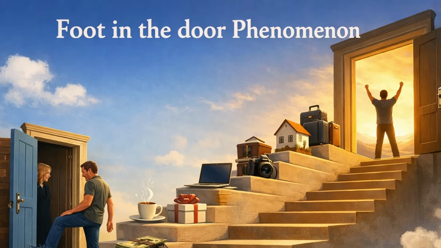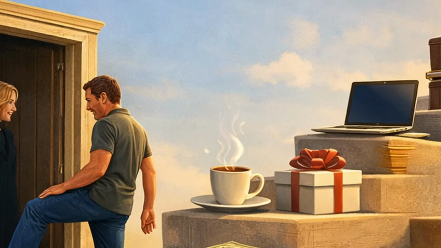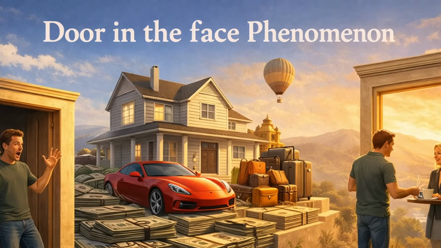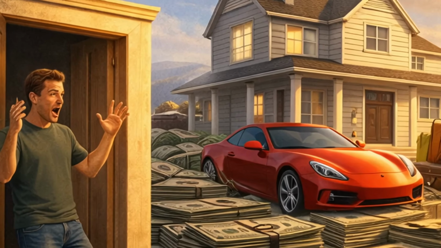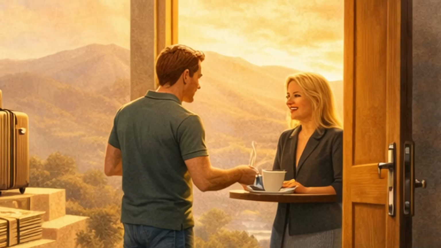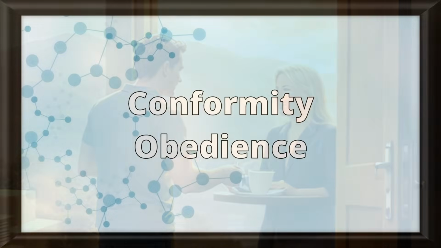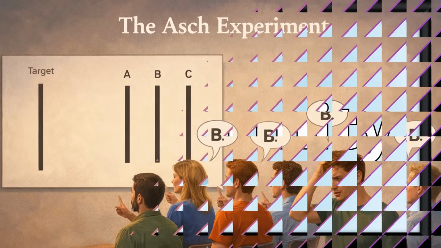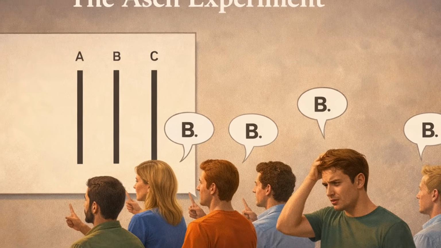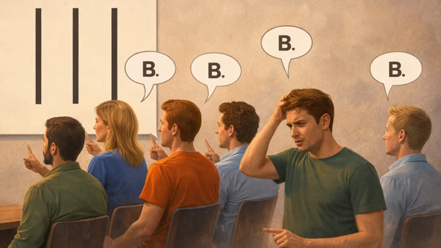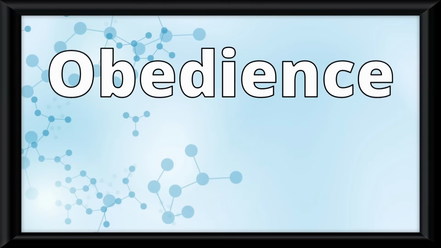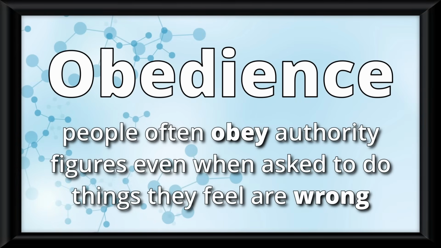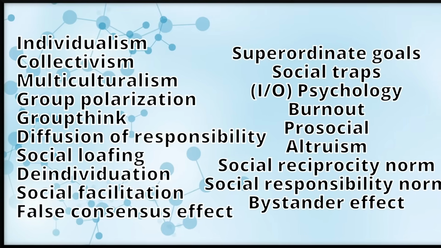The foot in the door phenomenon means when you ask for something small, so a bigger request is more likely to be accepted later. The door in the face phenomenon is the opposite, where you ask for a massive request, expecting for it to get rejected, so a smaller request seems more reasonable. Alright, now let's talk about research into conformity and obedience. Conformity is best illustrated with the Asch line experiment, where people gave wrong answers just to fit in, showing people follow groups even when they're wrong. Obedience, on the other hand, showed people often obey authority figures, even when asked to do things that they feel are wrong.